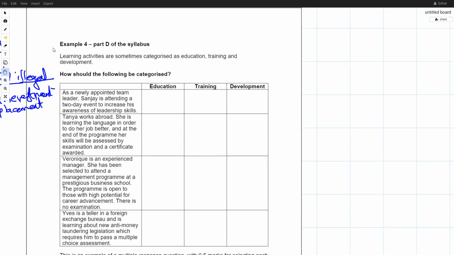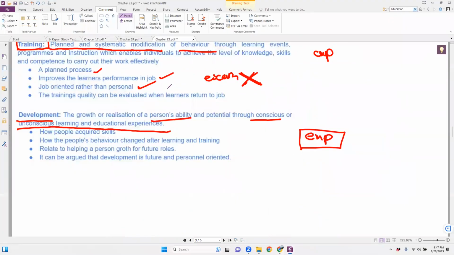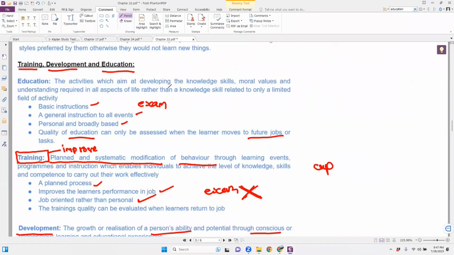This is linked, if I come back to the notes, with chapter number 22. Within chapter 22, I have given a very small description and a very detailed description at the same time for training, development, and education. What is the difference between training, development, and education? What are the differences between each of these?